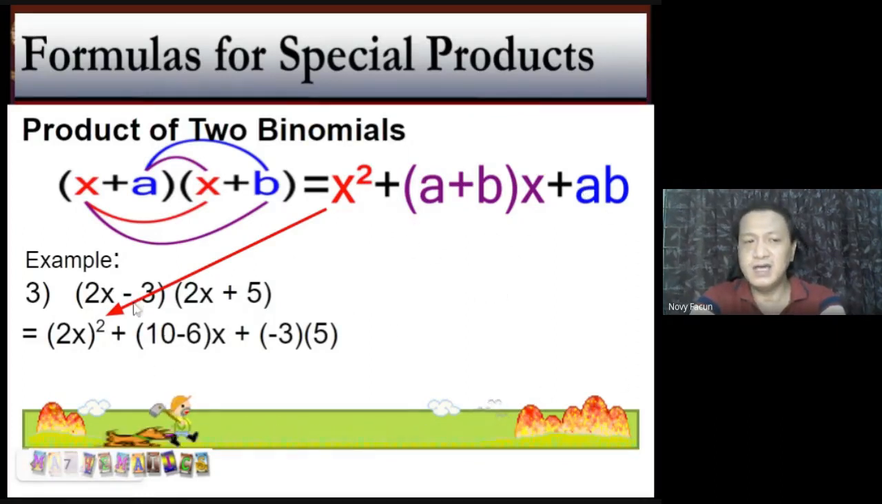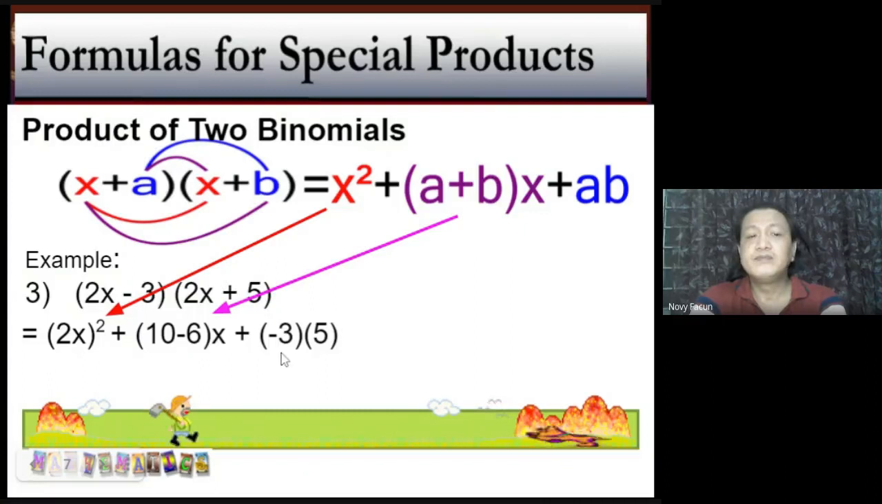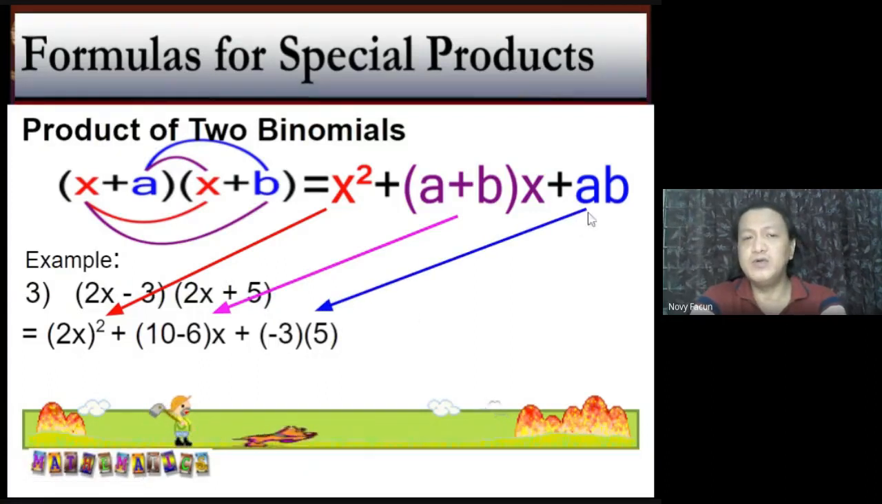So meaning to say, the 10 comes from 2x times 5. Since the outer and inner are similar terms, we take out the x and group them. Here, negative 3 times 2x is negative 6x, or negative 6 with the x taken out, since they are similar. So it becomes 10 minus 6x. Here, negative 3 times 5, that is our AB. Okay, so that is the solution.